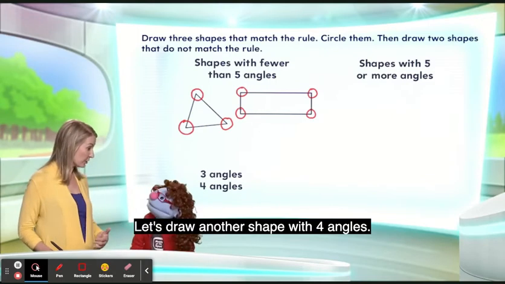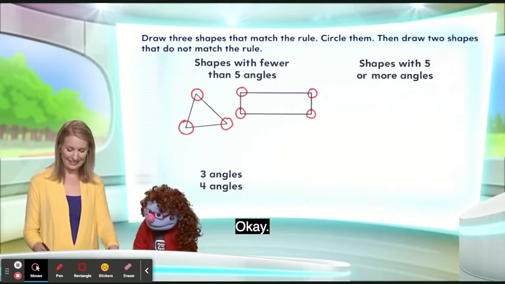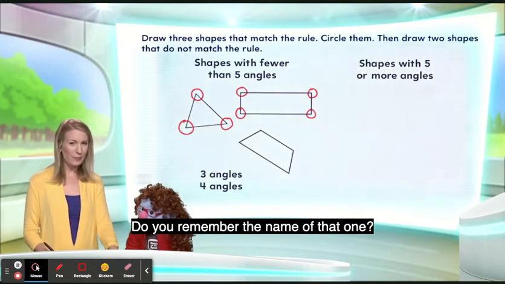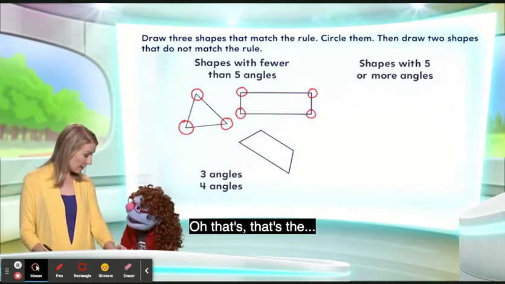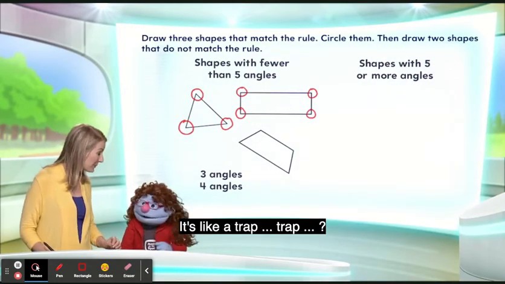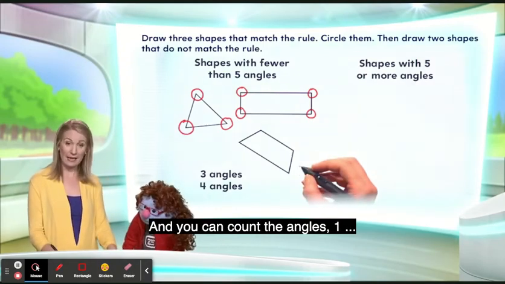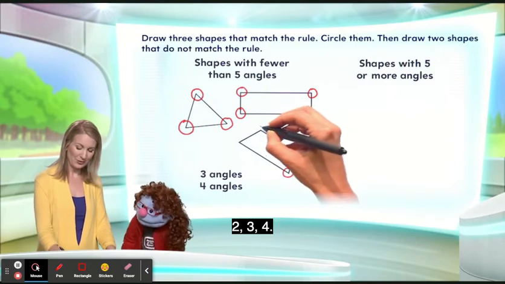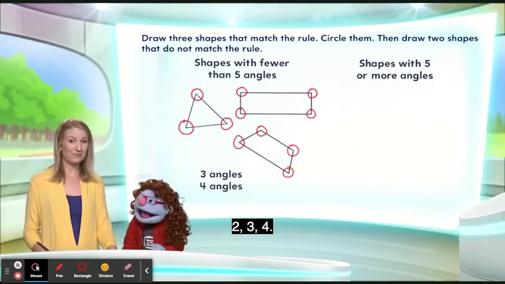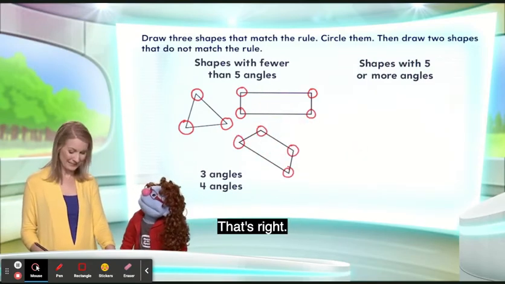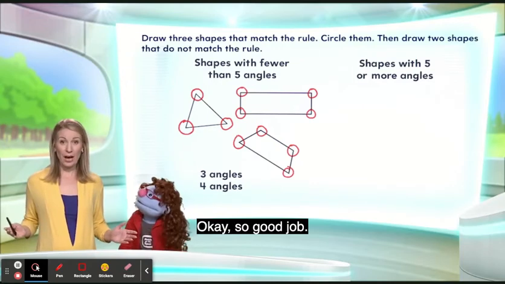Let's draw another shape with 4 angles. I did this ahead of time, too. Do you remember the name of that one? It's a trapezoid. Good. And you can count the angles. 1, 2, 3, 4. That one has 4 too. That's right. Good job.